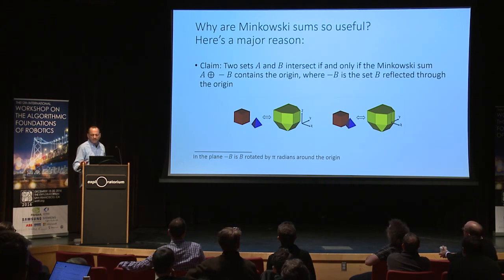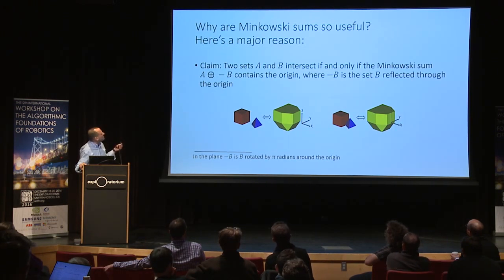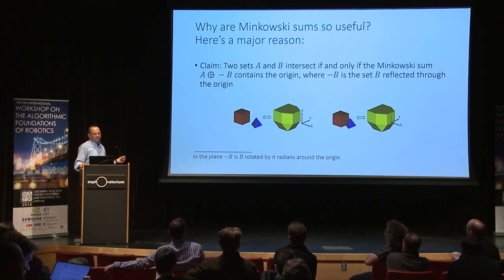Minkowski sums have many applications in robotics, automation, CAD/CAM, you name it. And here is a major reason why they are so useful. This simple claim: two sets A and B intersect if and only if the Minkowski sum of A with minus B contains the origin. What is minus B? It is the set B reflected through the origin, or every coordinate in every point of the set B is negated. And this is the source of many useful applications.